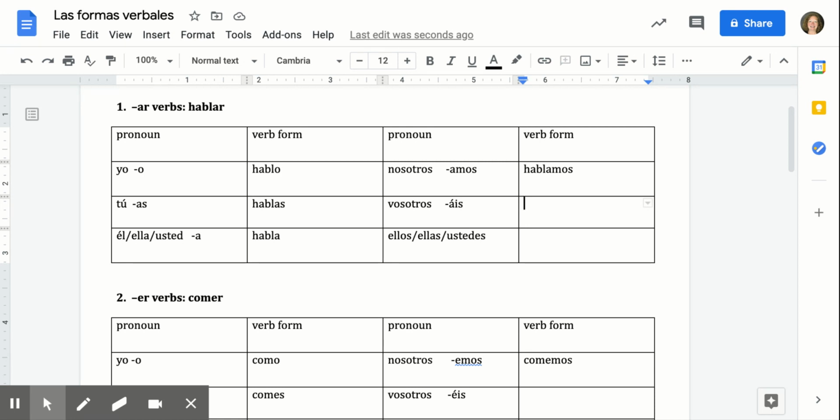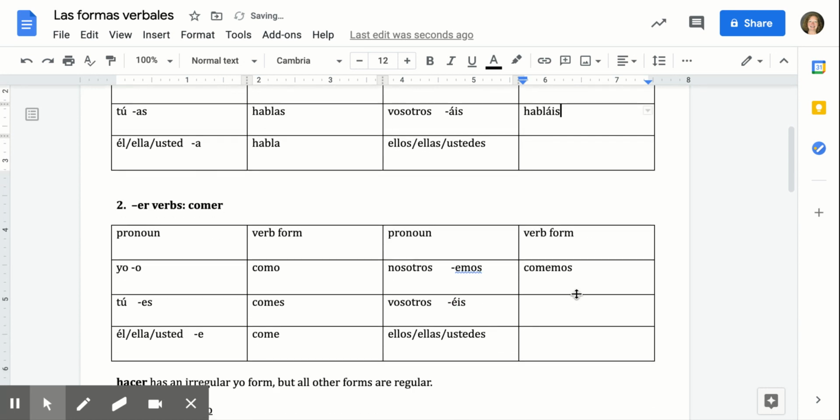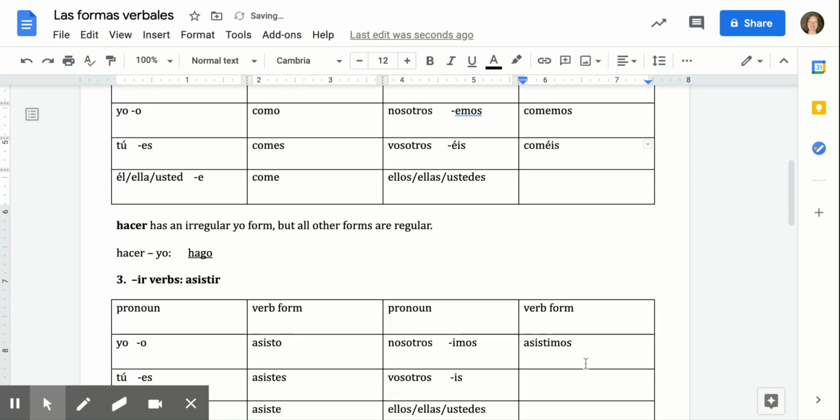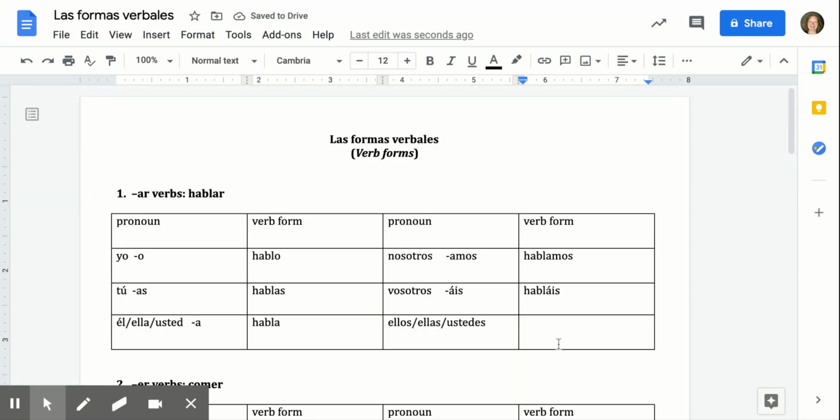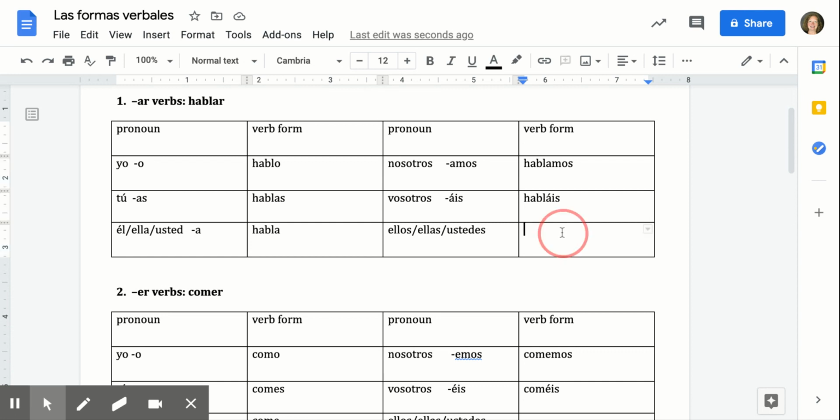All right. So the vosotros form is habláis, and again, that means you all in Spain. And then coméis and asistís. And you'll notice they all have accents on them. You don't need to know that because you don't need to know them, but they all have accents. All right, and then the they form.